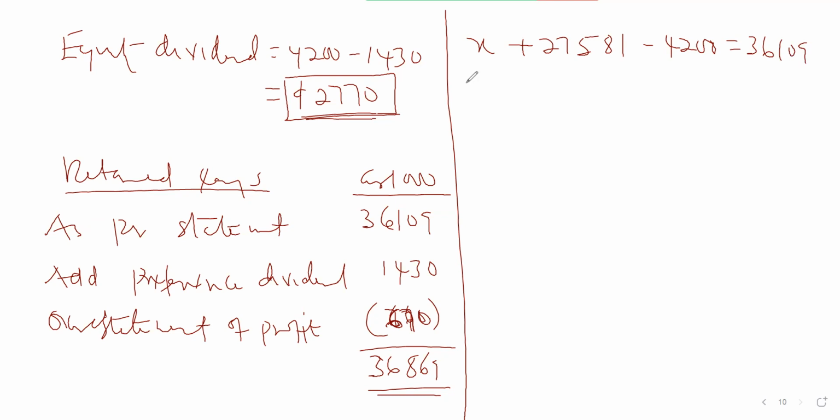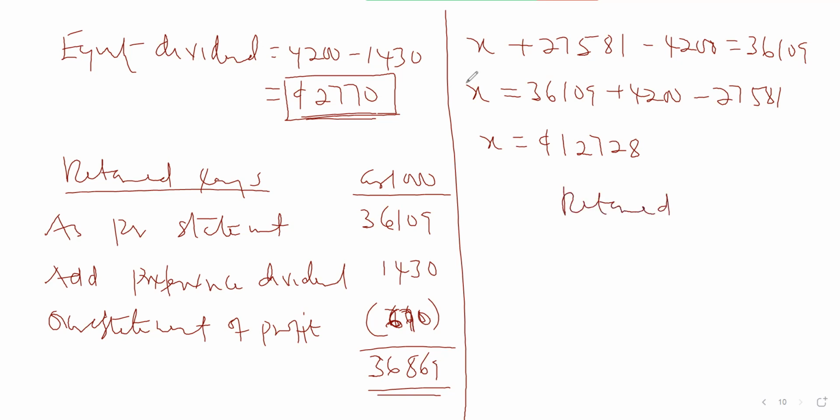So we are now looking for the opening retained earnings. The opening retained earnings will be calculated as X equals 36,109 plus 4,200 minus 27,581. What are we going to get for the opening retained earnings? Usually you get the 4,200 in the final footnote. I'm getting 12,728. Is that correct? Yes, sir. Okay.